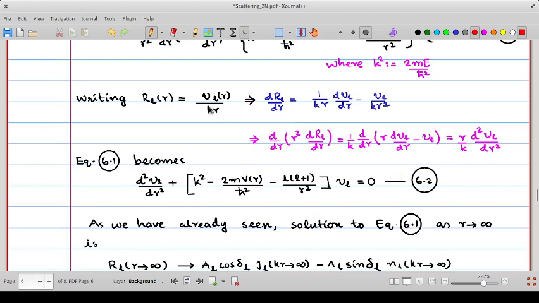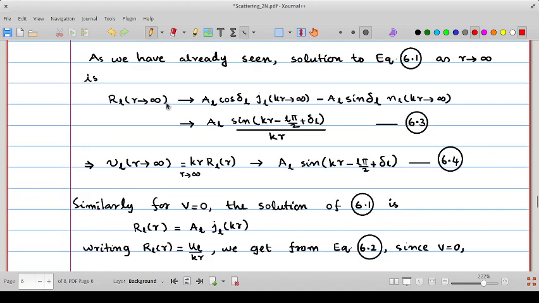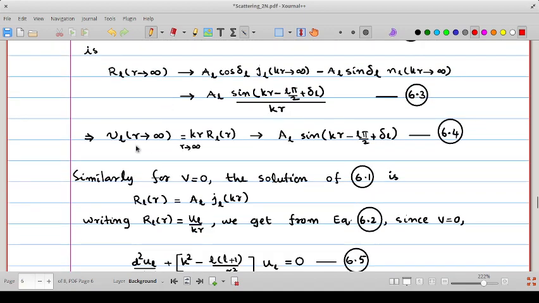Now, from this definition of v_L(r), we see that v_L(r) is kr times R_L(r). And therefore as r tends to infinity, v_L(r) is the limit r tends to infinity of kr R_L(r). But R_L(r) is given by equation 6.3. Multiplying it with kr gives A_L sin(kr minus L pi by 2 plus delta_L).